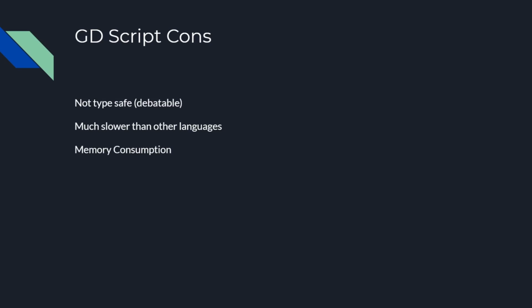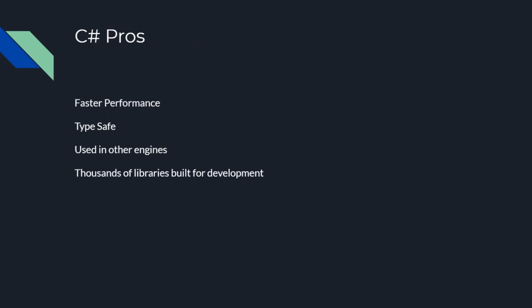The next major language is C#. What is C#? C# is the language that is designed and built by Microsoft. It is a standard in game design. Most game engines use C#. As a matter of fact, Unity and CryEngine both use C# as one of their programming languages. So it's a super common language that a lot of people know. It's faster, it is type safe, and it has thousands of libraries that other developers have built for C# that can be integrated into Godot.